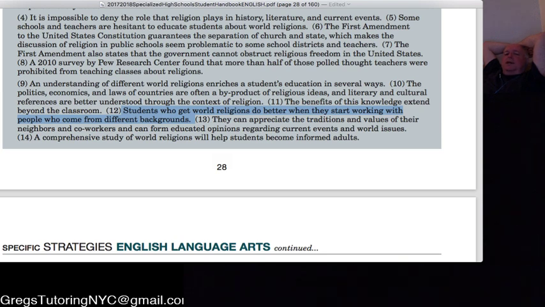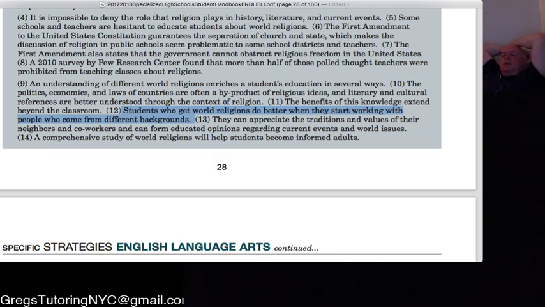Or students who were educated in world religions do better when they start working with people who come from different backgrounds. And even that second part of the phrase can probably be made more precise. What does it mean to start working with? Do they mean a business thing, or just as a colleague, or what? So that sentence was a weak sentence. If you wrote it yourself, it's sloppy. Certainly the "get" is definitely sloppy.